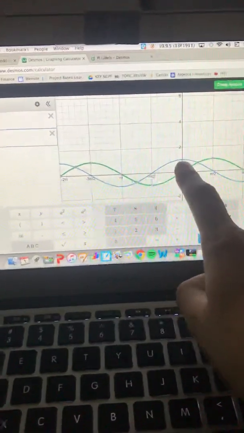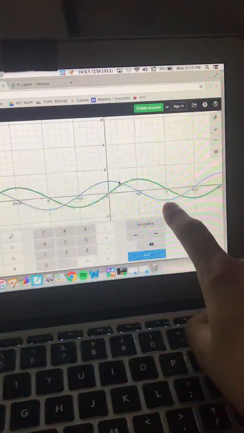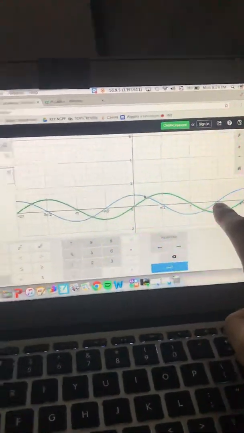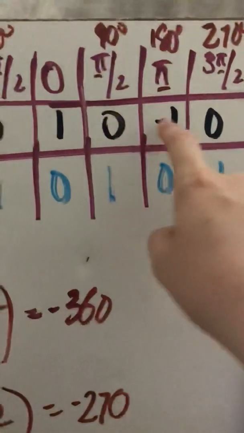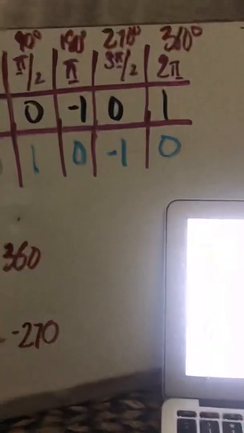If we look at my pattern here, in blue is cosine. So at 0, it went up to 1. At pi over 2, it's at 0. At pi, it's at negative 1. At 3 pi over 2, it's at 0. That's the exact pattern that we're seeing on our table here.